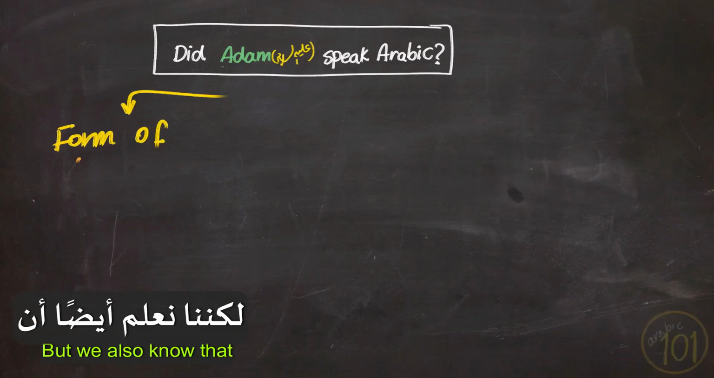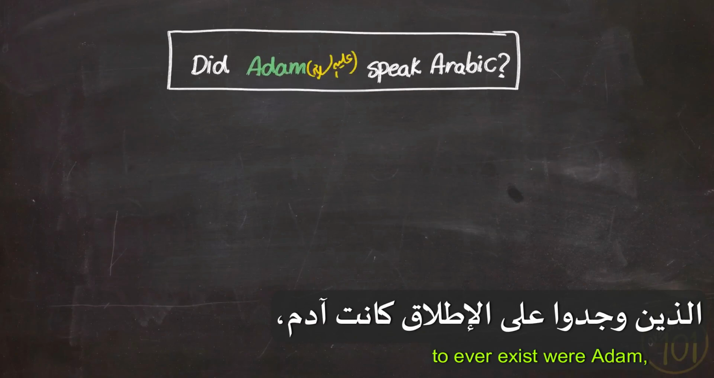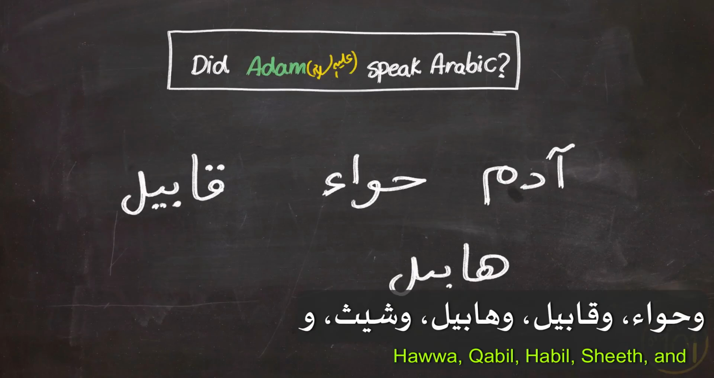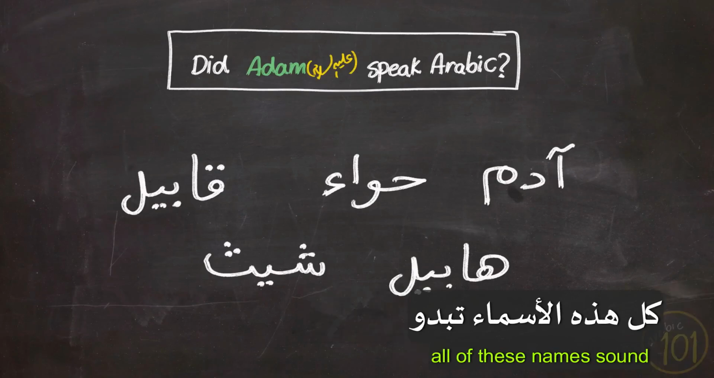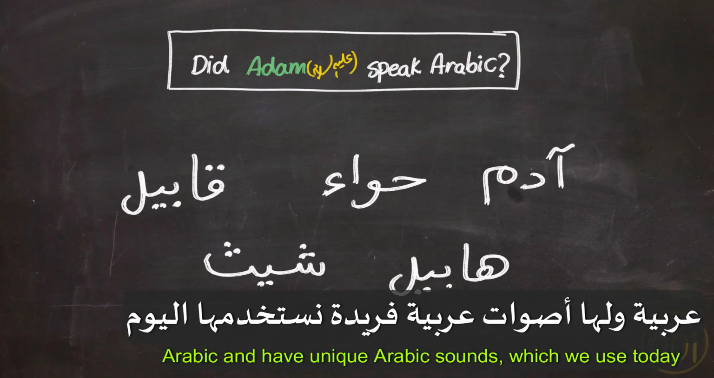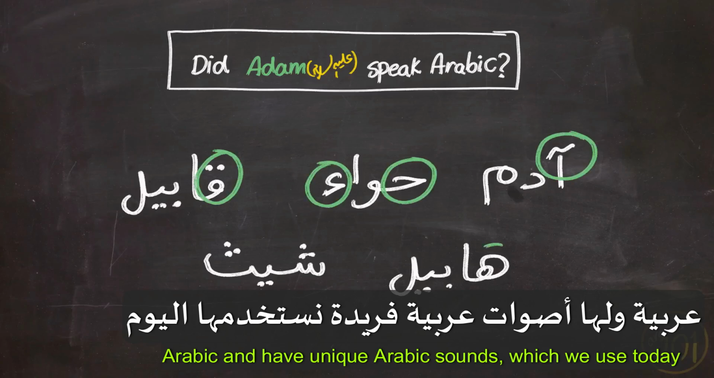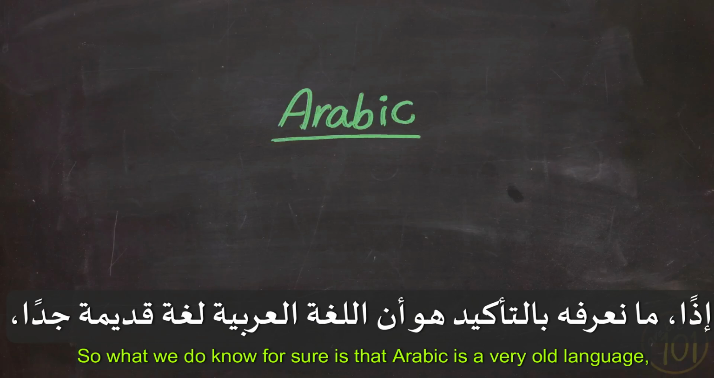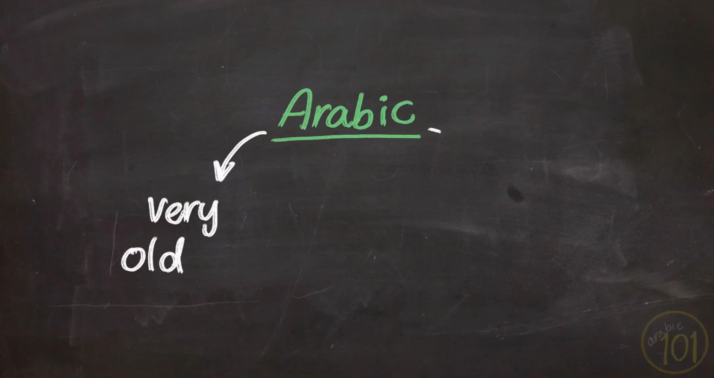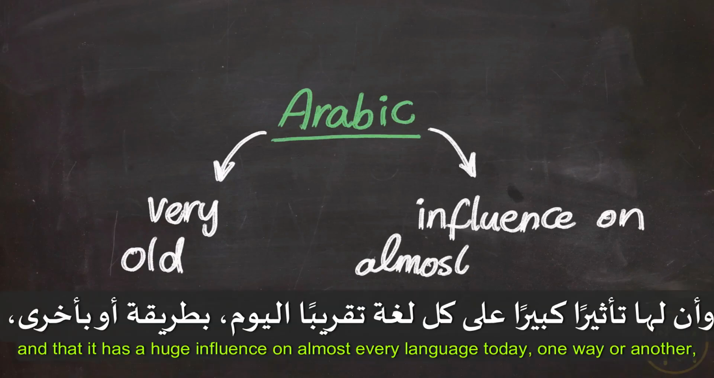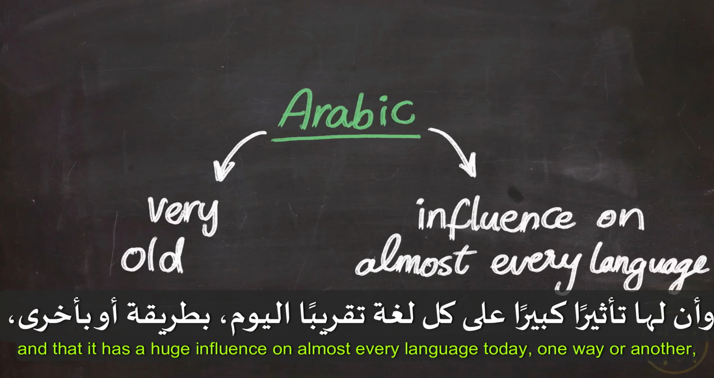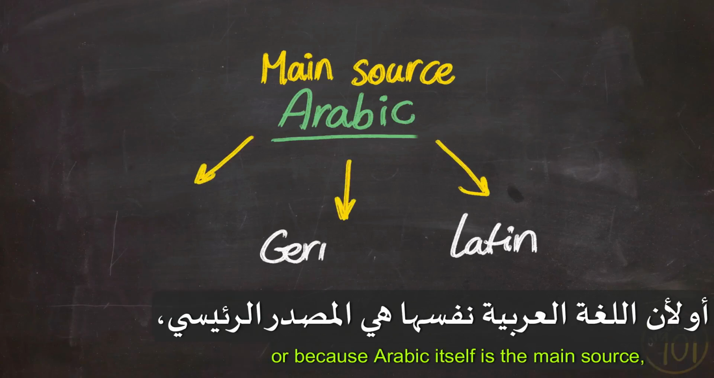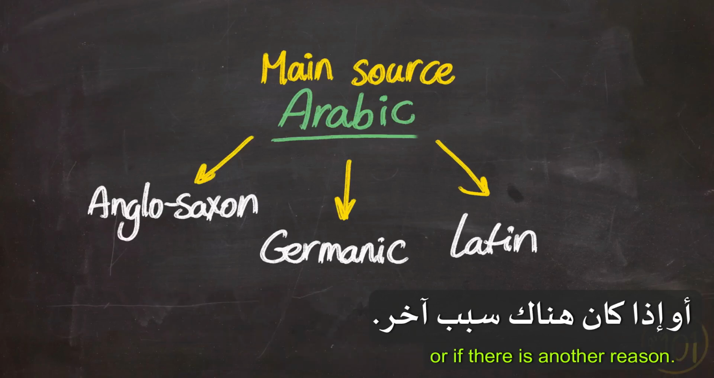But we also know that the first names of people to ever exist were Adam, Hawa, Qabil, Habil, Sheeth. And all of these names sound Arabic and have unique Arabic sounds, which we use today in Arabic and exist till this very day. So what we do know for sure is that Arabic is a very old language, and that it has a huge influence on almost every language today, one way or another, whether because they came from the same source, or because Arabic itself is the main source, or if there is another reason.